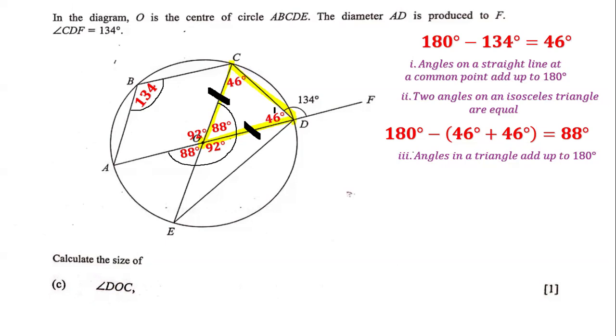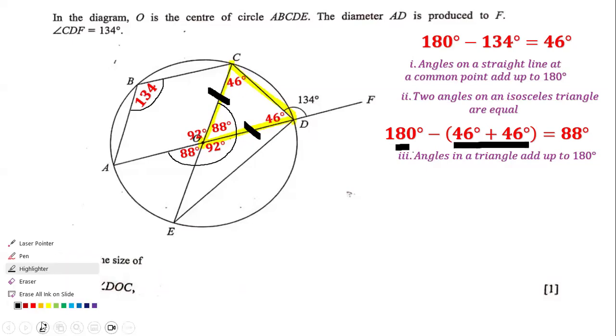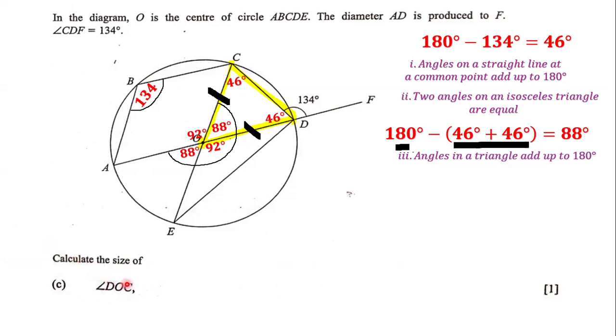But angles in a triangle add up to 180 degrees. So we take 46 and add it to 46, and we take that sum and subtract it from 180 degrees. When we subtract, we get 88 degrees. So this angle right here is 88 degrees. We have 88 plus 46 plus 46, and that gives us 180 degrees. So angle DOC is equal to 88 degrees.